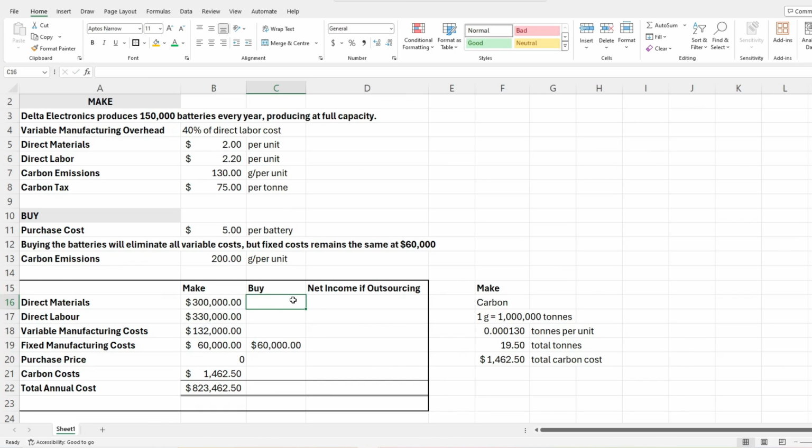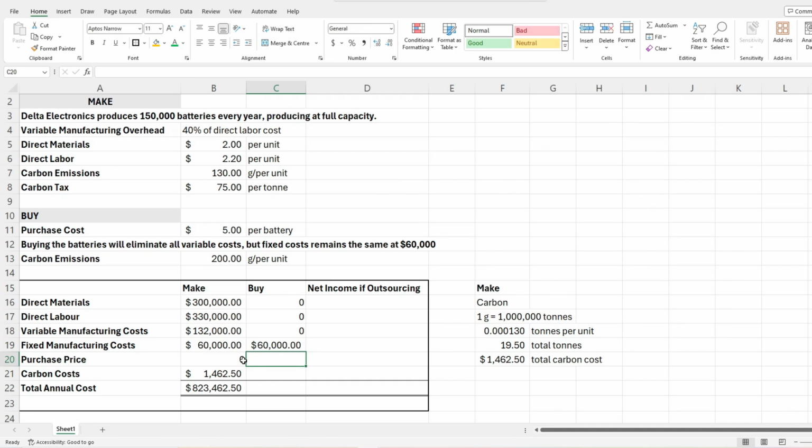All right, so for the buying part, since we're buying it, and even in the question it says buying the batteries will eliminate all variable cost, we know automatically that direct materials is 0, direct labor is 0, and variable manufacturing cost is also 0. We kept 60,000 here under fixed manufacturing cost, since it says here fixed manufacturing cost remains the same at 60,000.